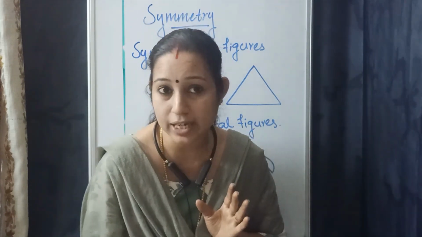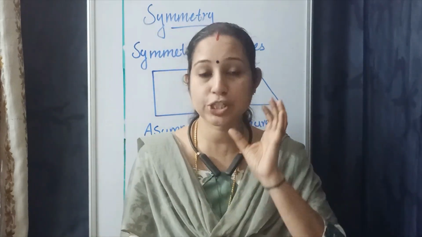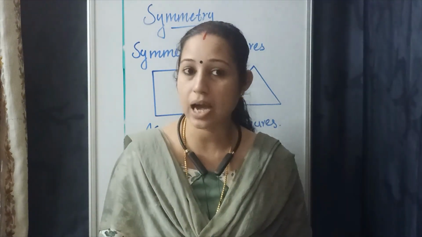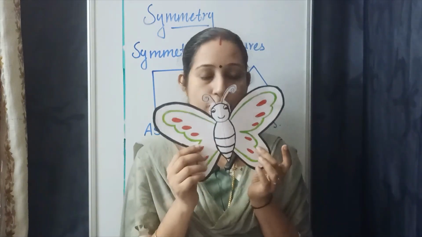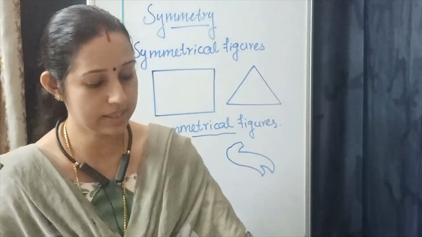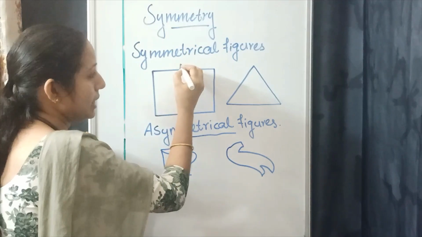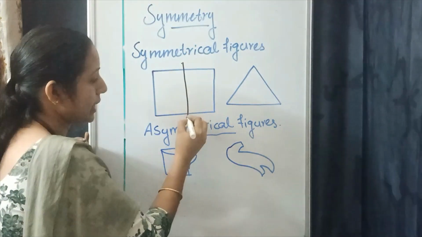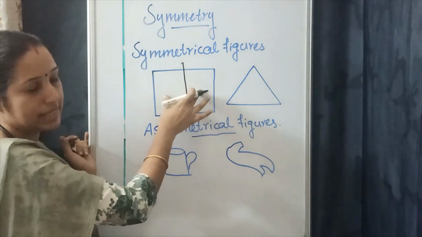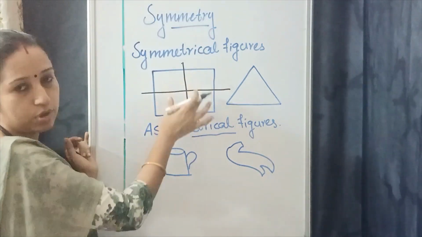So, what are symmetrical figures? When two halves of a shape or object are exactly the same, that type of figure is a symmetrical figure. Butterfly is an example, and now some examples are given here. Look on the board. Symmetrical figures: rectangle. If I divide the rectangle vertically, I get two equal parts. The two parts are exactly the same. If I divide it this way, we get two parts that are also the same.